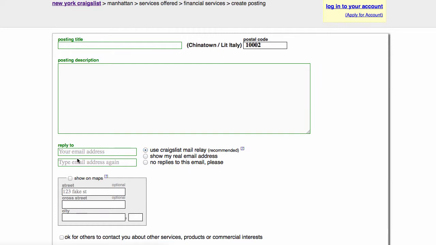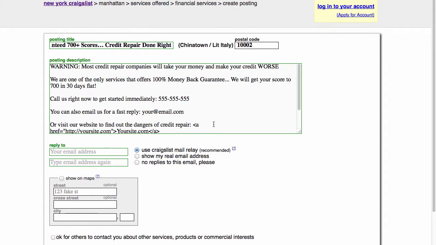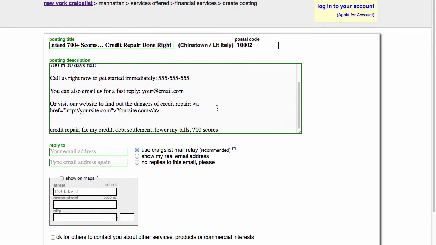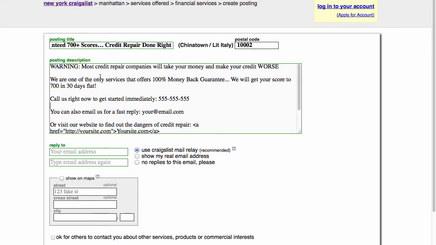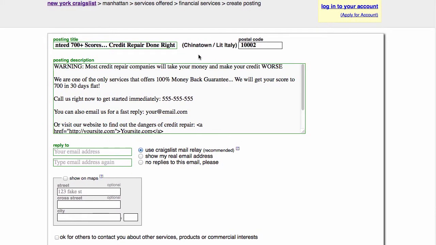Now I'm going to use my swipe file for credit repair. And like I said, we liked offering a guarantee. Guaranteed 700 plus scores, credit repair done right. And in the posting description, I'm going to type this quick so that I don't take up time in the video. Okay, so I just typed in a brief ad based on one of my swipe files, and it starts off just giving a warning: most credit repair companies will take your money and make your credit worse. We are one of the only services that offer a 100% money back guarantee. We will get your score to 700 in 30 days flat.